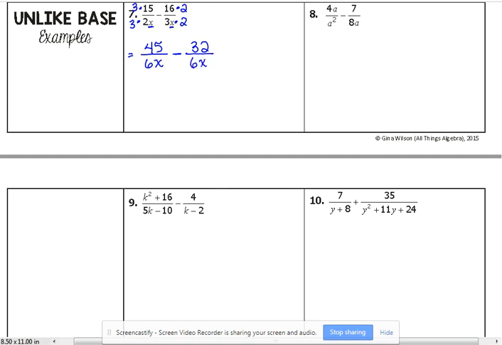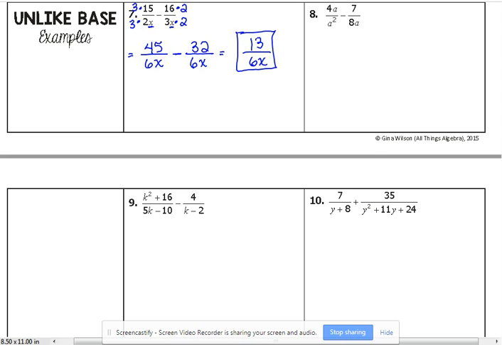Now, I know the purpose is that we get a common denominator so that we can combine them, but I want you to do this step right here because I want you to see whether or not you actually have a common denominator. Did you end up with the same thing in both denominators? We did. We ended up with 6x in both denominators, so now we can subtract the numerators. 45 minus 32 is 13. We don't touch the denominator, just like we've been doing. So there's our answer. 13 over 6x doesn't simplify, so we're finished with this one.